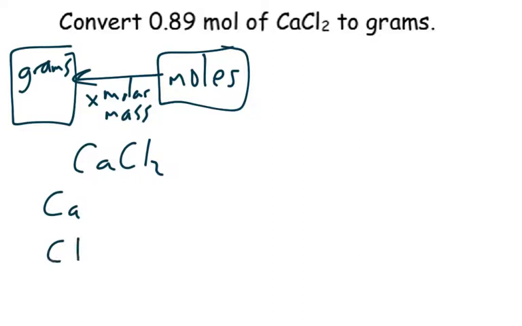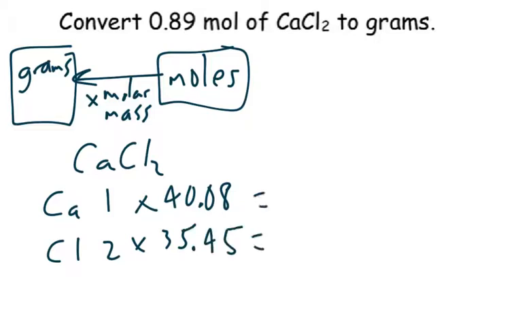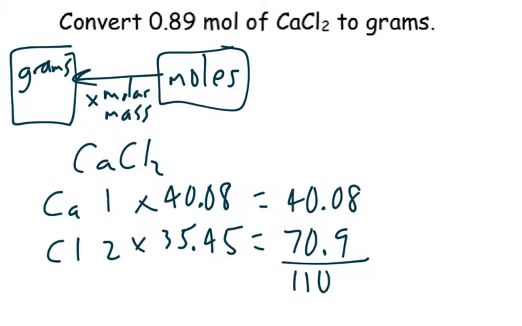So we'll do that down here. There are 2 elements. There's 1 of these, 2 of these. Calcium is 40.08 from the periodic table. Chlorine is 35.45. We're going to multiply across here like this. This one becomes 70.9. And then we're going to add these. So 40.08 plus 70.9 is 110.98 grams per mole.